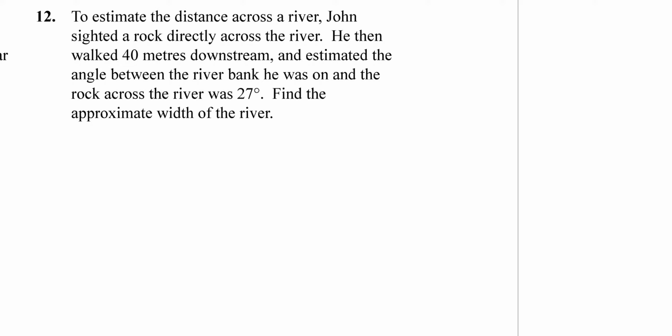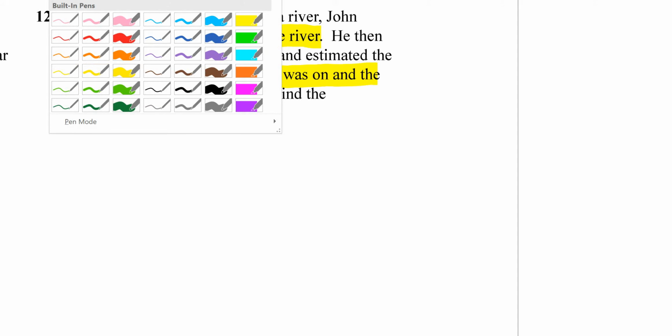Okay, for number 12, to estimate the distance across a river, John sighted a rock directly across the river. He then walked 40 meters downstream and estimated the angle between the riverbank he was on and the rock across the river to be 27 degrees. Find the approximate width of the river. Okay, so do take a little bit of time to read through this problem to figure out what's going on. Let me go ahead and draw my diagram for this problem here.